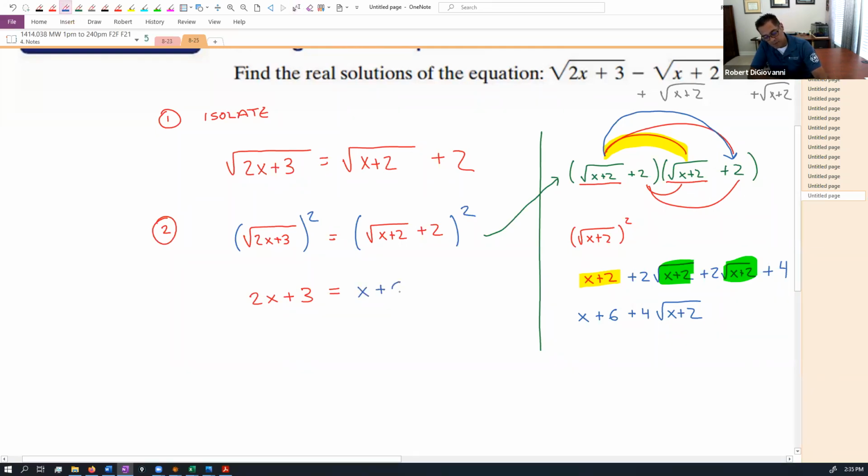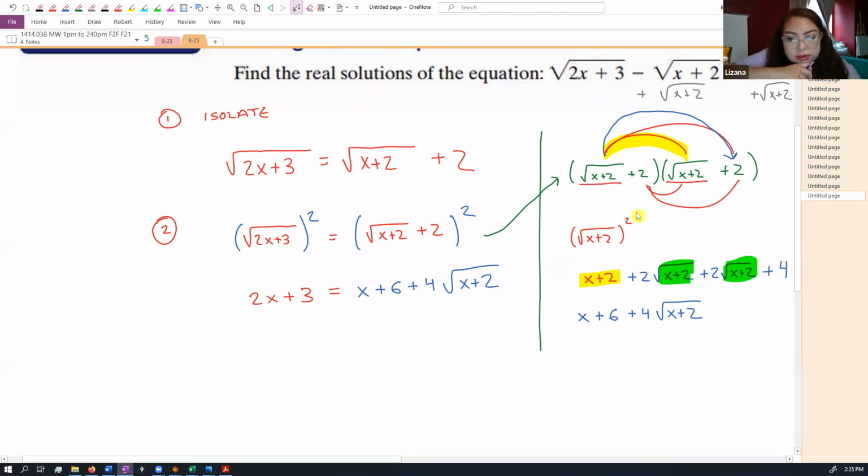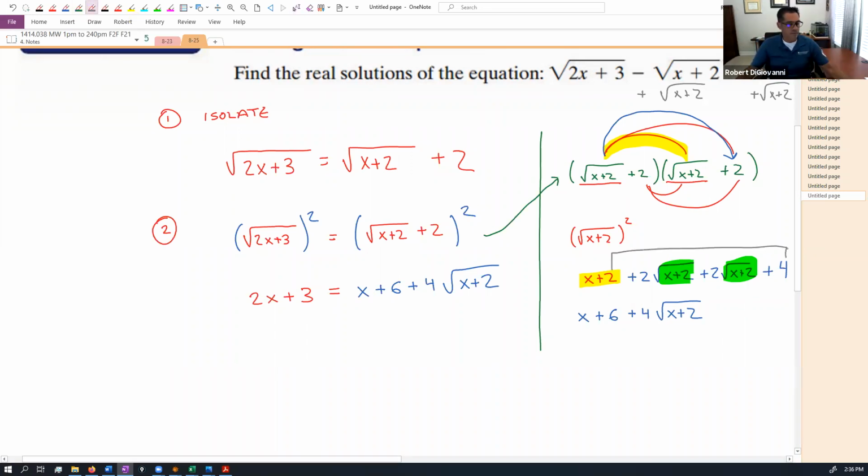x plus 6 plus 4 root x plus 2. All right. The x plus 6. I'm sorry? The x. x plus 6. This 2 and that 4 together. I just added them up. Okay, got it.